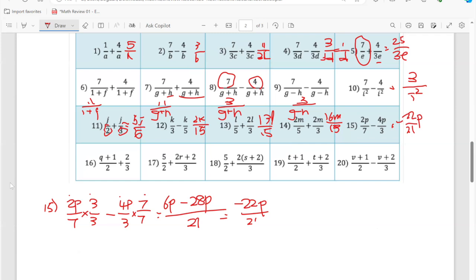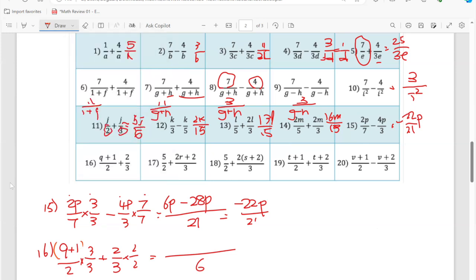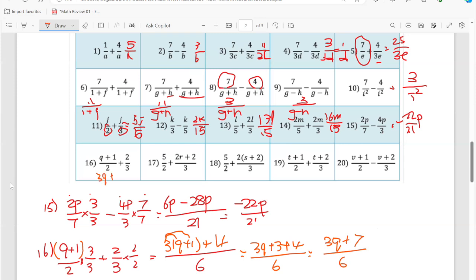Okay. 16, also different, q plus 1 over 2 times 3 over 3 plus 2 over 3 times 2 over 2 equals, bottom 3 times 2 is 6, the same, q plus 1 times 3. Be careful right here, because I'm not multiplying 3 just to that one. You have to multiply it to that whole thing. So it's 3 times q plus 1 plus 2 times 2, 4 equals, okay, you have to expand this one, 3q plus 3 plus 4 over 6. 3 plus 4 is 7. That will be our final answer for 16, 3q plus 7 over 6.